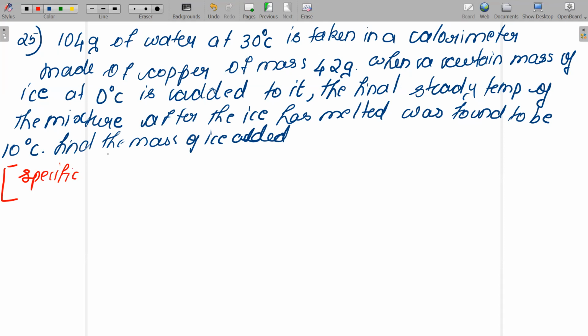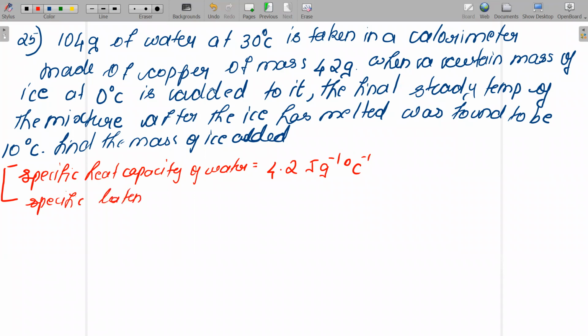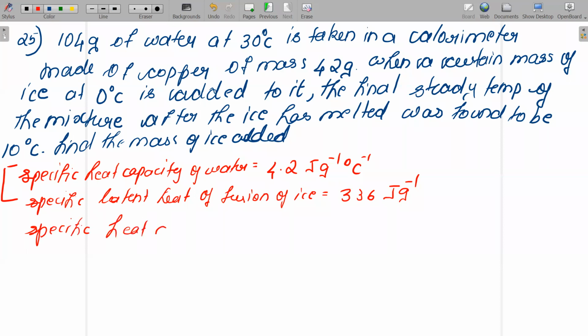Specific heat capacity of water, those values you should remember. Understood? Specific heat capacity of water is 4.2 joule per gram per degree. Next one, specific latent heat of fusion of ice, which is equal to 336 joule per gram. Next one, specific heat capacity of copper. You should remember water and ice, okay? Copper and others they will give if they are asking. Those two values only you should remember. Okay.